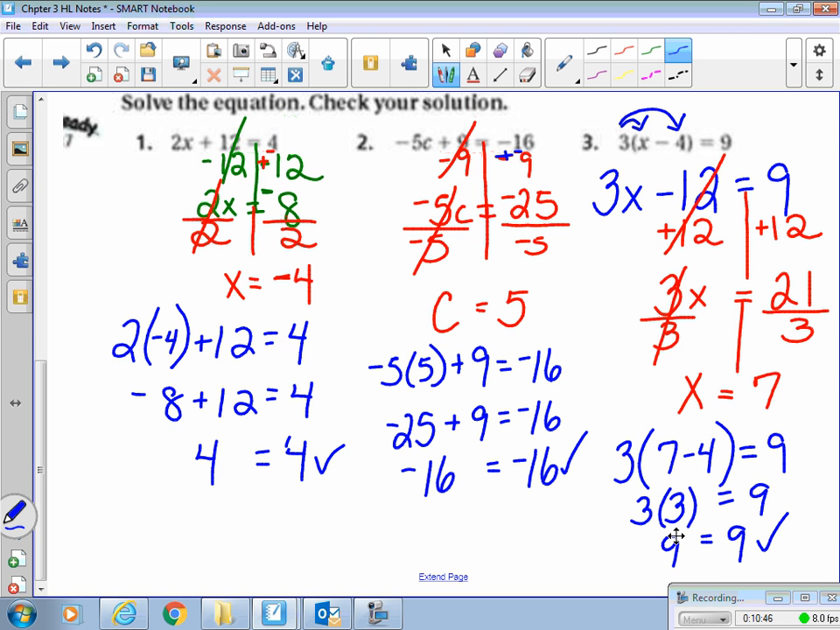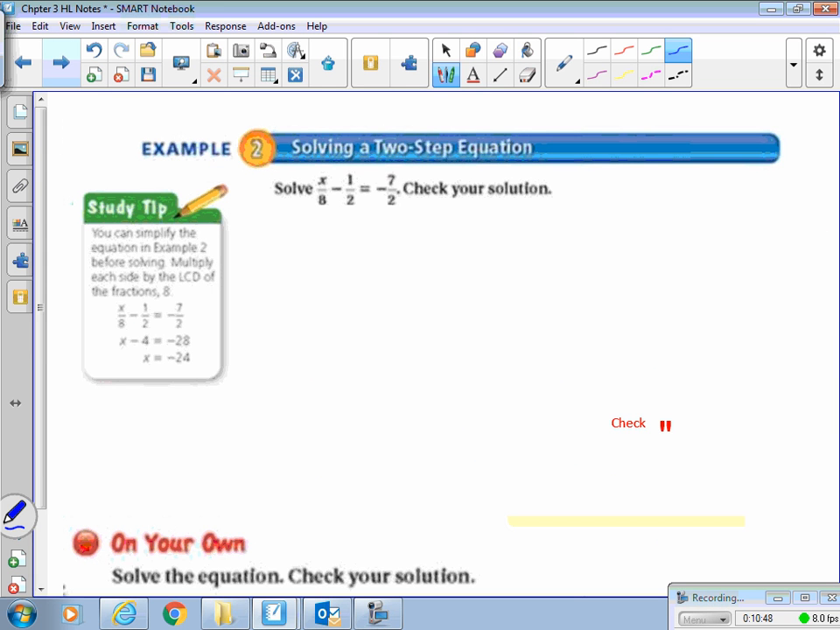Let's take a look at the next one. This one is going to involve some division now. For all of those, we were either getting rid of the addition or subtraction, and then we were undoing the multiplying by dividing. So now we're going to take a look at an example that will involve division, which we would have to undo by multiplying.